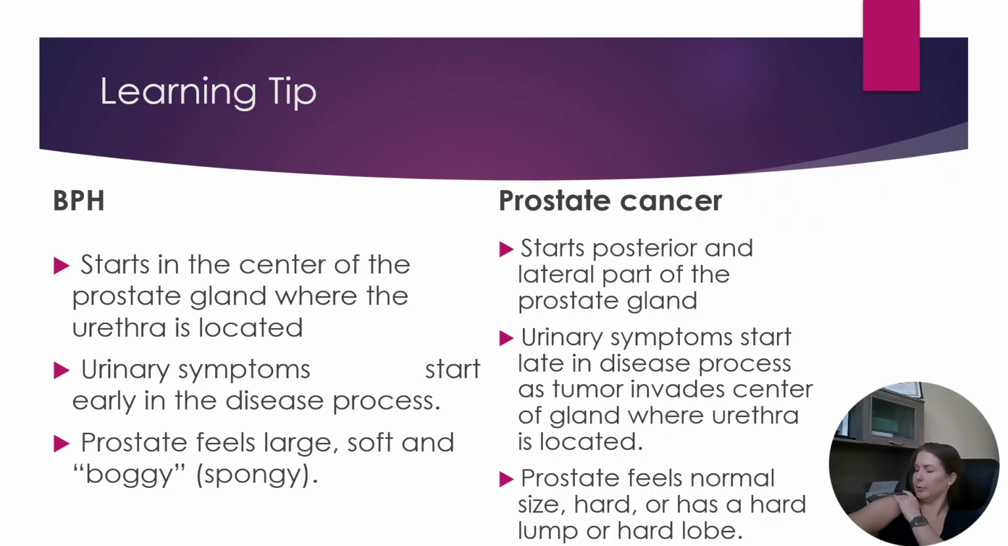So unrelated to the BPH and the prostate cancer, if we have an acute kidney injury, our creatinine is going to be increased, okay? With BPH, though, that's going to start in the center of our prostate gland where the urethra is located. Urinary symptoms start early in the disease process. Our prostate is going to feel large, soft, and boggy. With prostate cancer, it is going to start posterior and lateral of the prostate gland, and then urinary symptoms are going to start as that moves inward towards the urethra. Our prostate with prostate cancer is going to feel normal sized, but hardened.